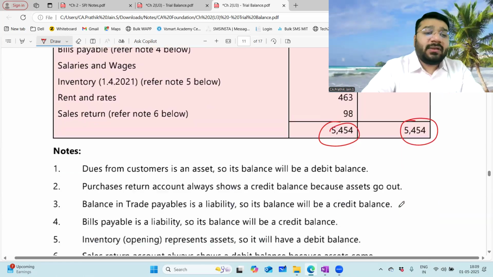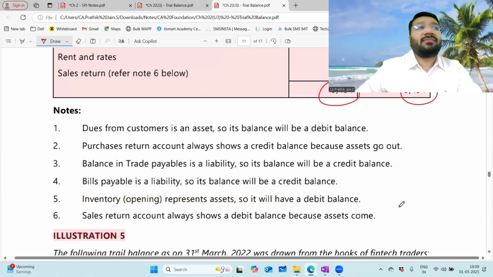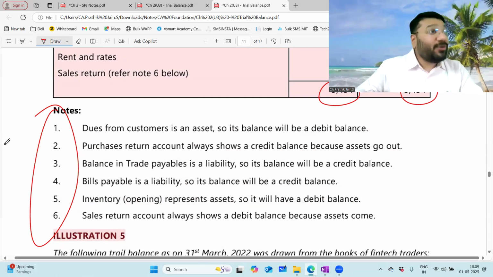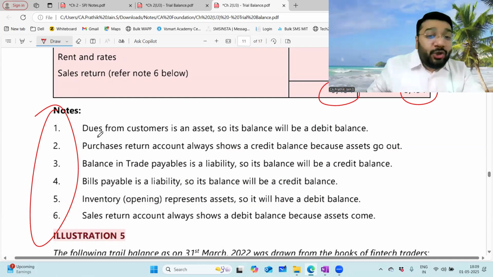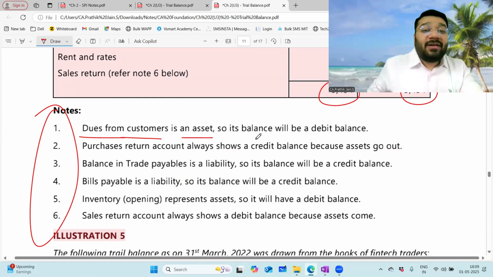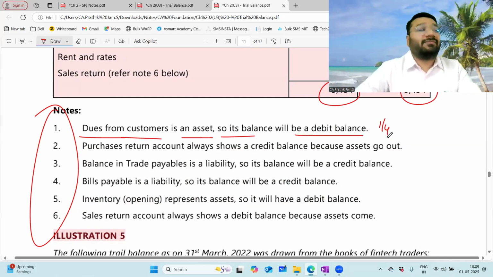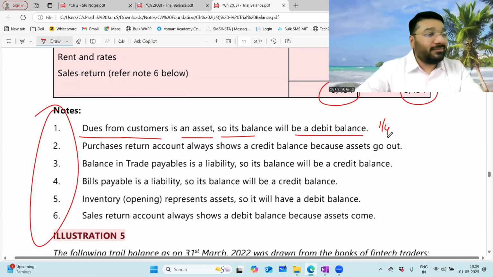Sir, they've given notes here, sir. Should we write this? No. They've just written it, but you have to write this. For this, you'll get marks. You have to give explanation. Dues from customer is an asset. So it is what balance? Debit balance. This will carry quarter mark. Correct? No?